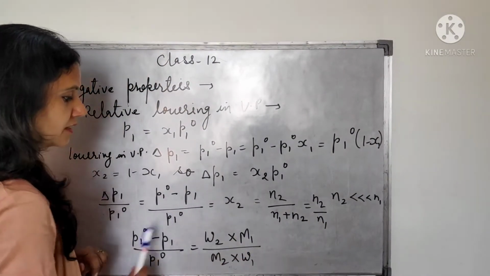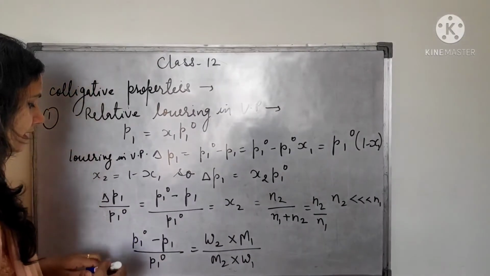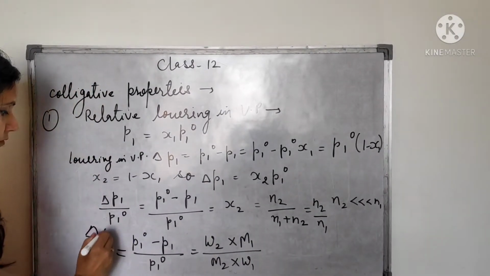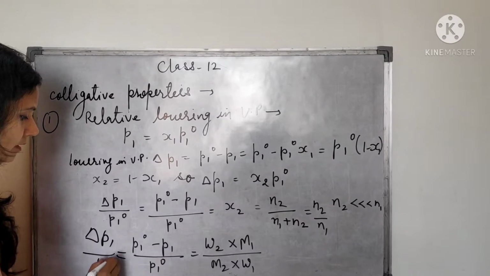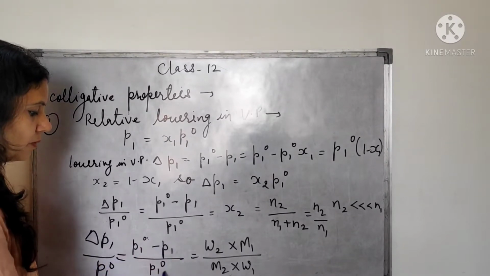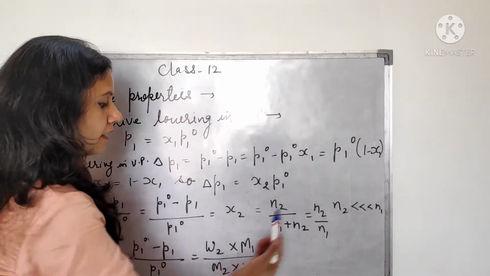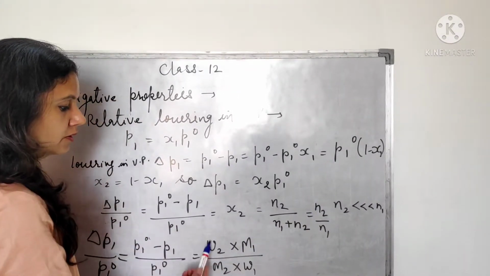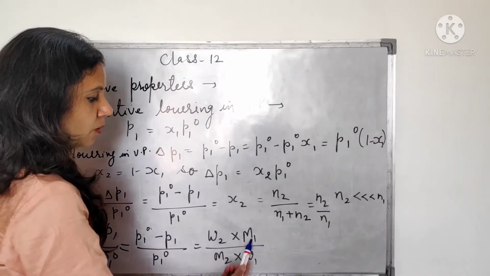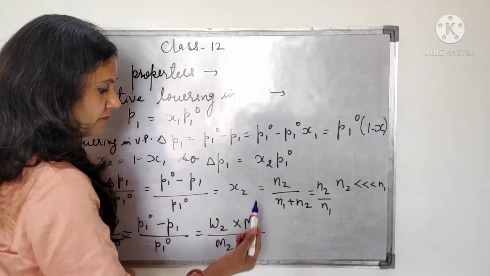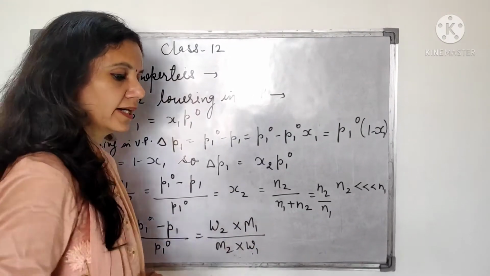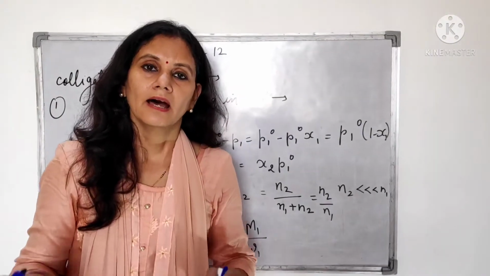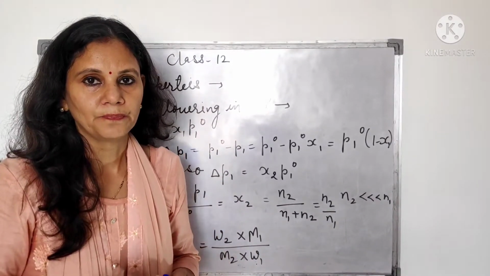So this equation comes in the numericals: delta P1 upon P1 naught equals P1 naught minus P1 upon P1 naught equals moles of solute, W2 upon M2, and moles of solvent, W1 upon M1. So from the quantities given in the numericals, we can find the unknown quantity.